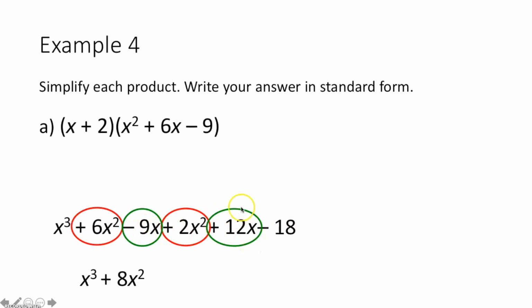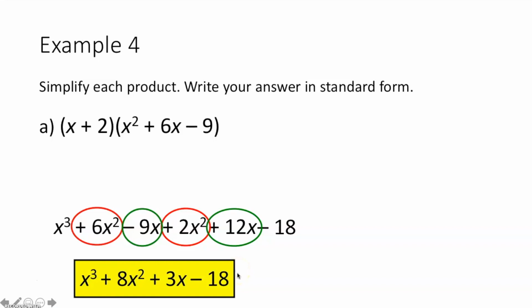What about this negative 9x? Yeah, we can combine that with the 12x. So negative 9x plus 12x is positive 3x. And then the negative 18, no like terms with that, so we just tack that on the end. We can't combine anything else, so we are done.